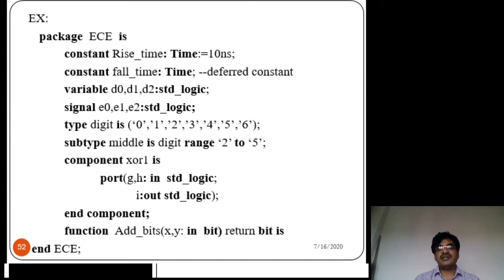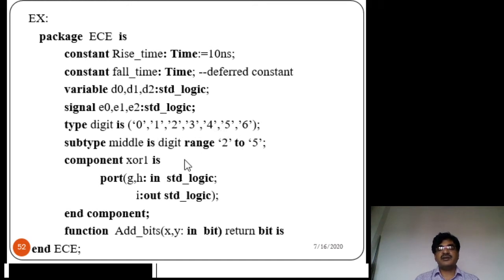Then one type declaration is there. It comes under enumeration data type because the values are literals. Its name is digit. It consists of different values like 0, 1, 2, 3, 4, 5, 6. And another one is a subtype. Its name is middle. Its base type is digit, but middle has the values from 2 to 5 only. That is 2, 3, 4, 5.